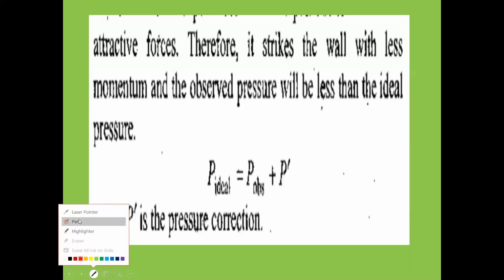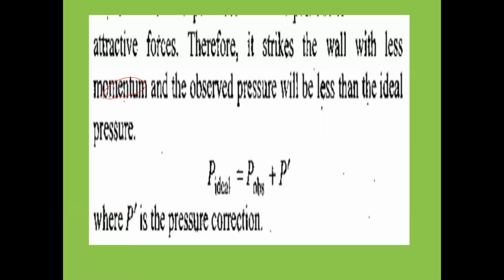Momentum is mass into velocity. Momentum formula: mass times velocity. So the momentum of this given molecule is less. Therefore, the molecule strikes the wall. The particular molecule selected, observed, strikes the walls of the container with less momentum, and the observed pressure will be less than expected, less than ideal gas pressure.